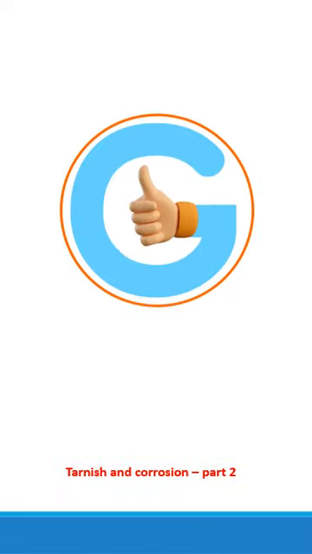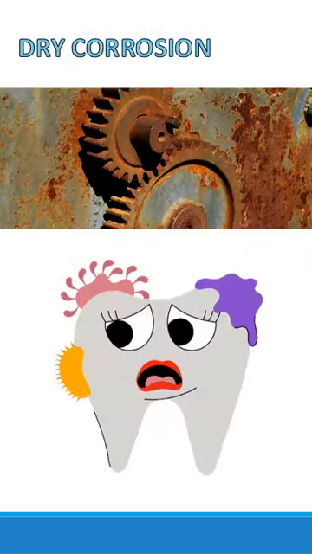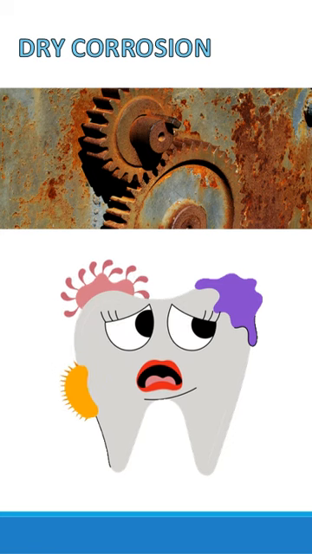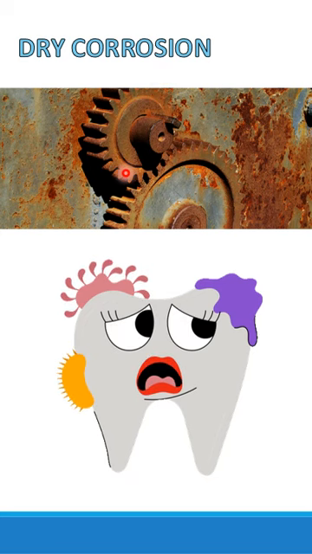So now moving on to the tarnish and corrosion part 2 video, where we'll start with the types of corrosion. As mentioned earlier, we will move on to each and every one. First is your dry corrosion. With regards to dry corrosion, it happens in the absence of an electrolyte or water.